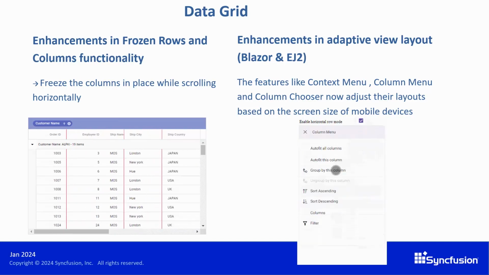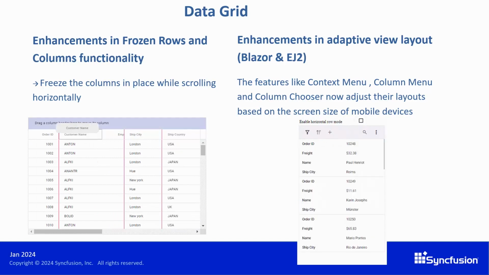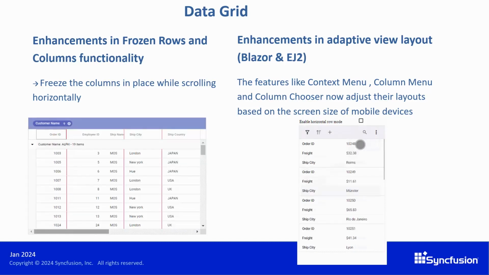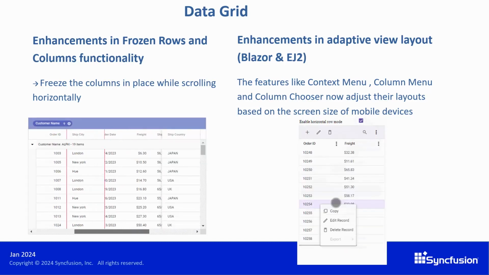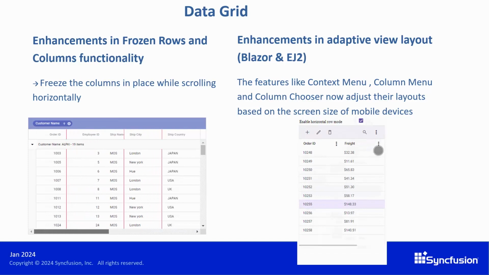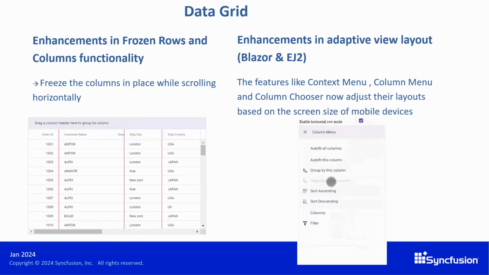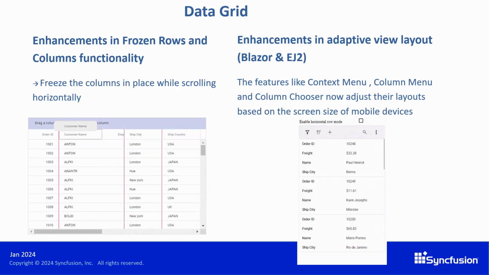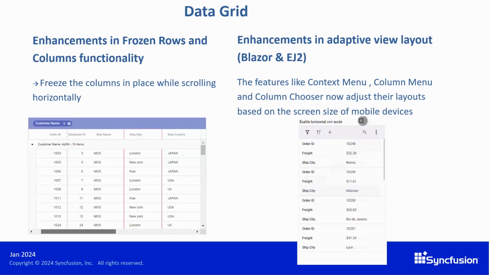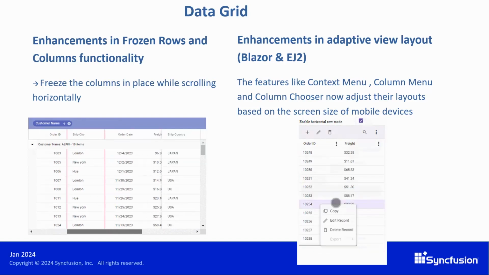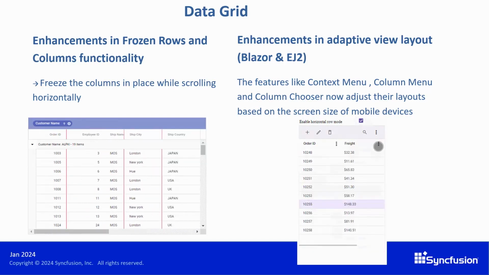The first is enhancement in frozen rows and columns. Along with the traditional frozen rows and columns feature, now you can freeze the columns in place while scrolling the grid horizontally. Then, a few enhancements have been made to the adaptive layout. The menus and pop ups like context menu and column chooser can now adjust their layouts based on the screen size of the mobile devices.